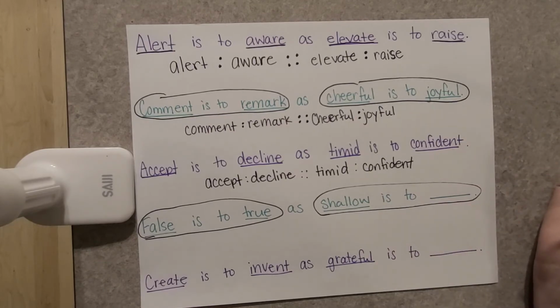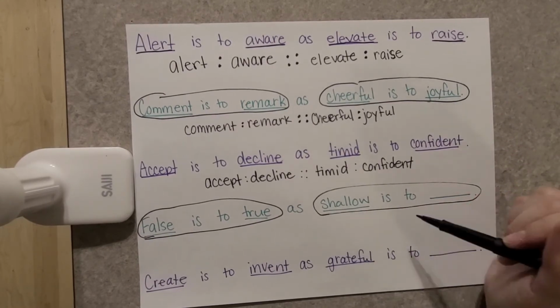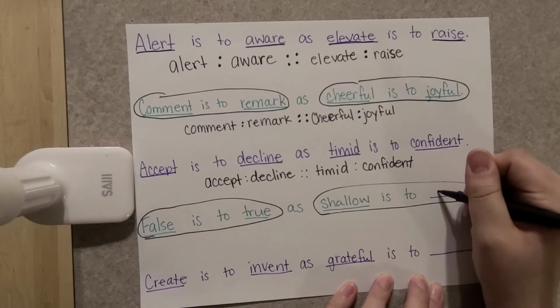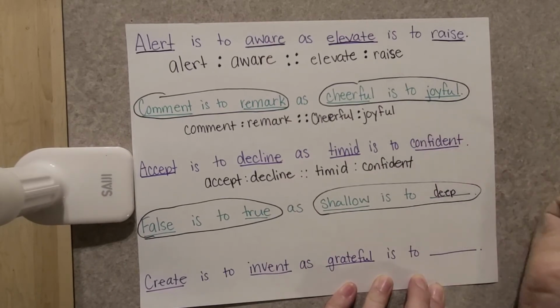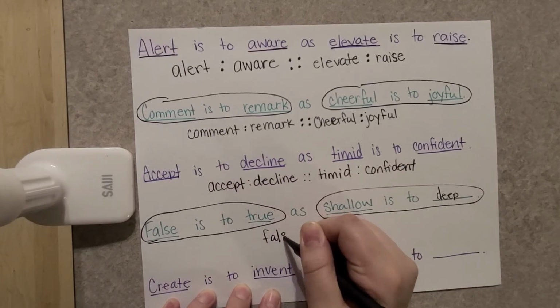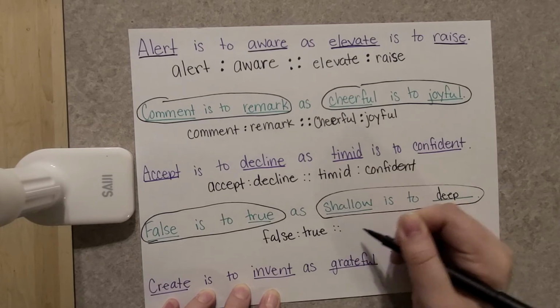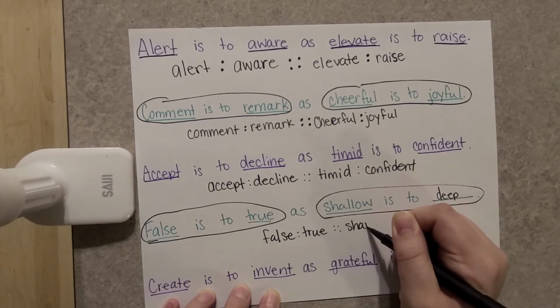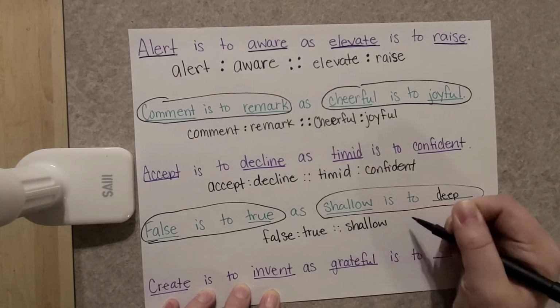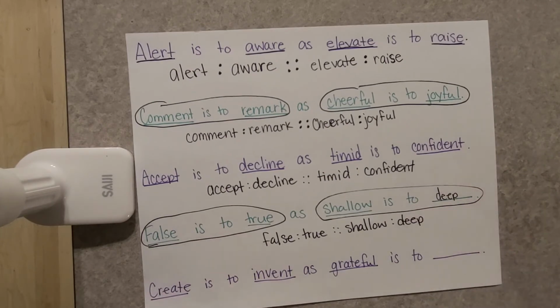When I think of shallow, I think of water closer to the shore. So I know that shallow is not deep. So that means an antonym could be deep. Then I will write it the formal way. False is to true, as shallow is to deep. All right.